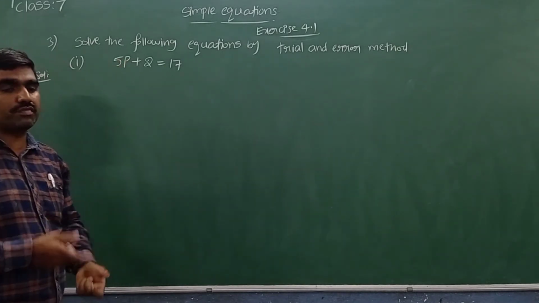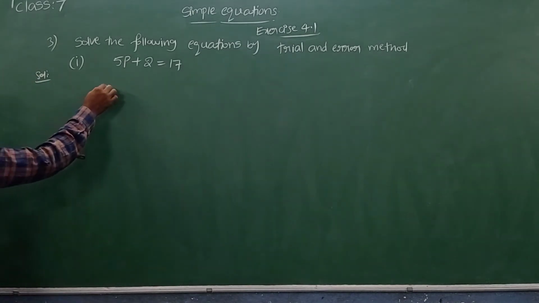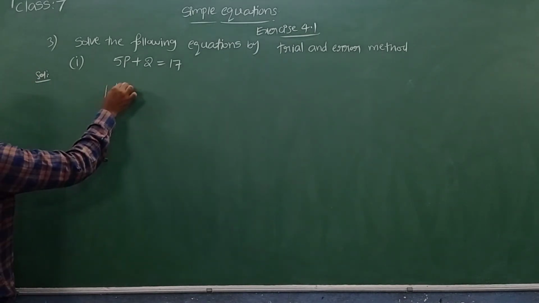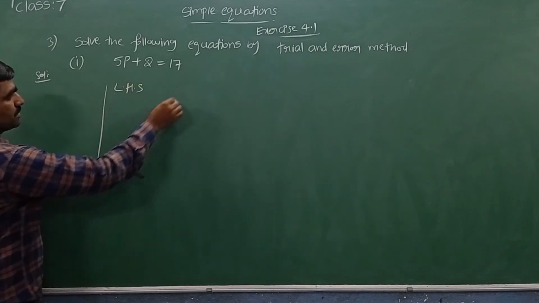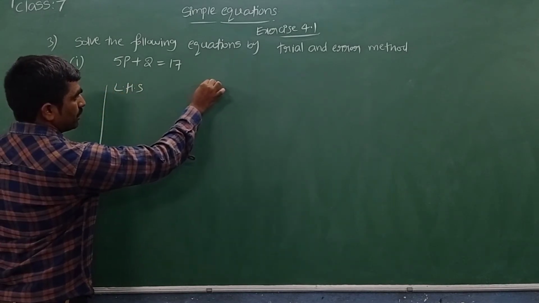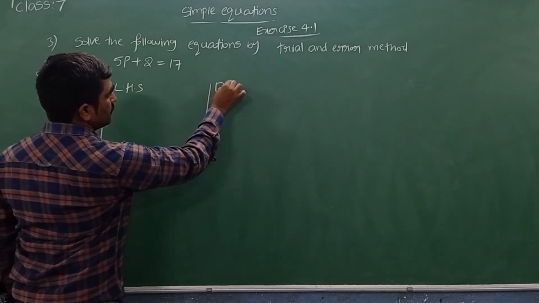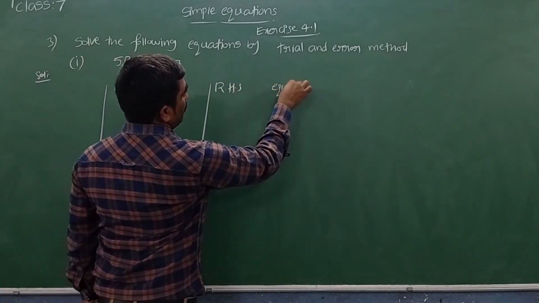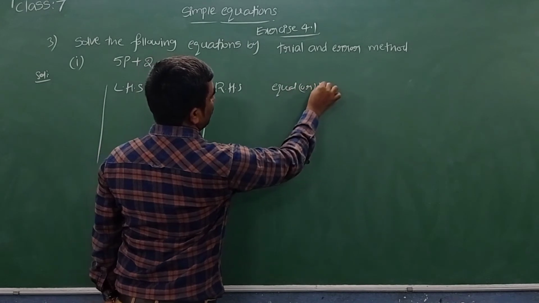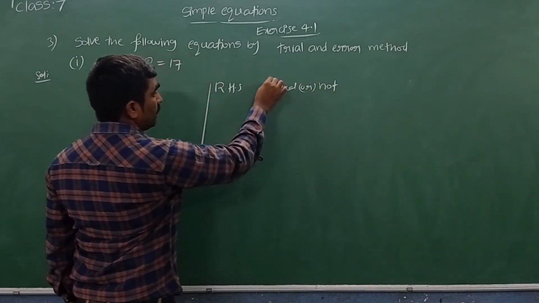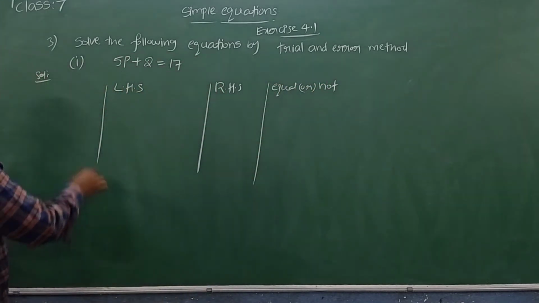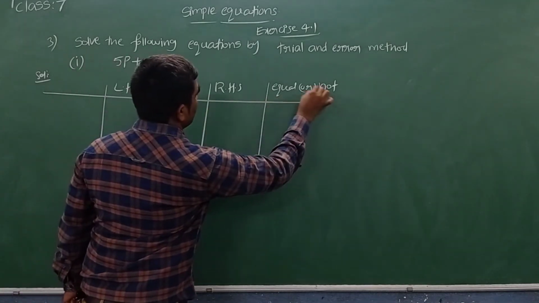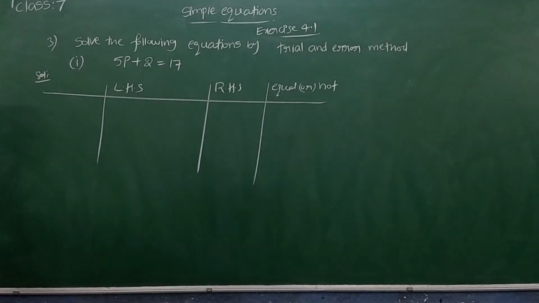I mean, the solution we get. Let us see how it is. So let me divide this part. Let me take the LHS first, then I will go for the RHS. Then I can say equal or not. I mean, whether LHS and RHS both are equal or not. Because once both are equal, then we can say that it is the solution.